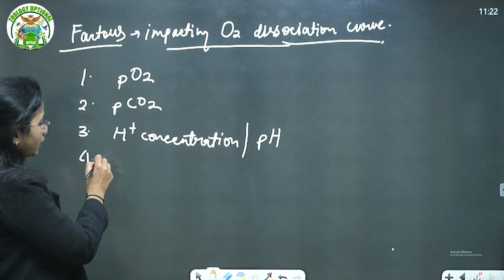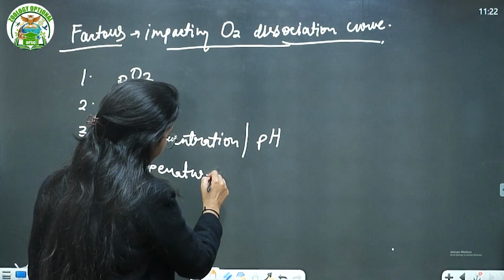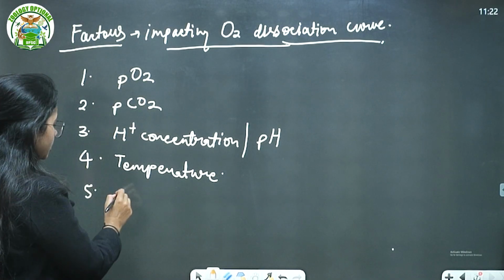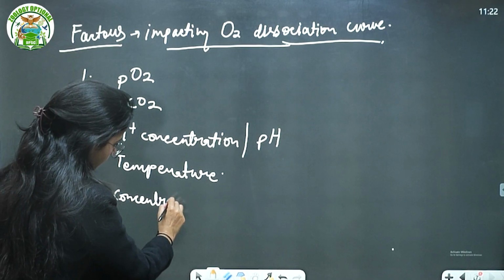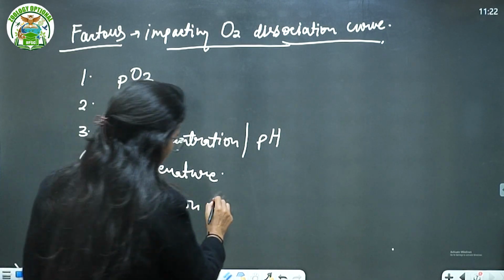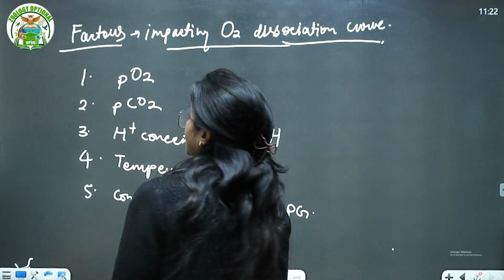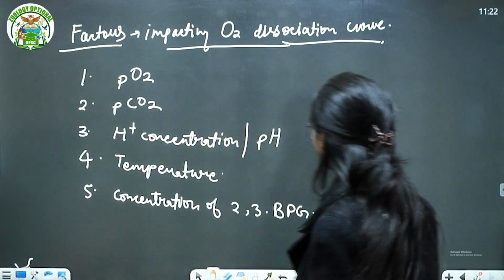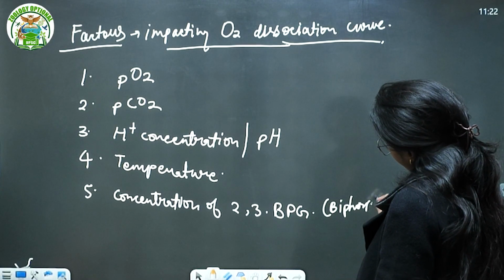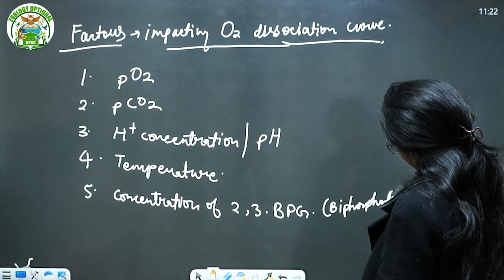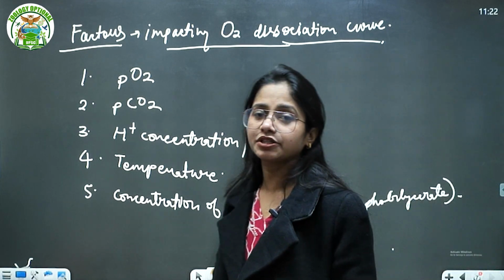Okay, the fourth one is temperature. The fifth one is the concentration of 2,3 BPG. BPG is one of the inhibitors. That is biphosphoglycerate. Okay. These are the major factors.